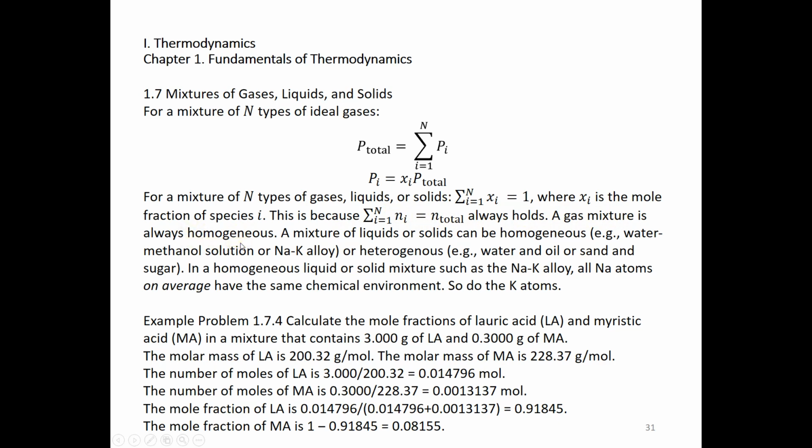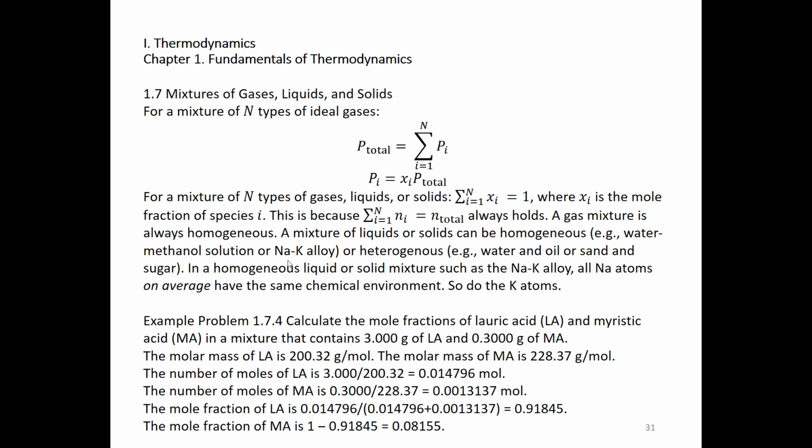Well, we cannot say the same for liquids or solids. For example, if you mix water and oil, it's not homogeneous. If you mix gold and sand, it's not homogeneous. But sometimes we do have homogeneous solutions or even homogeneous alloys. For example, if we mix water and methanol, it's homogeneous. And if we melt sodium and potassium and then allow it to cool down to be a solid again, this alloy is homogeneous.